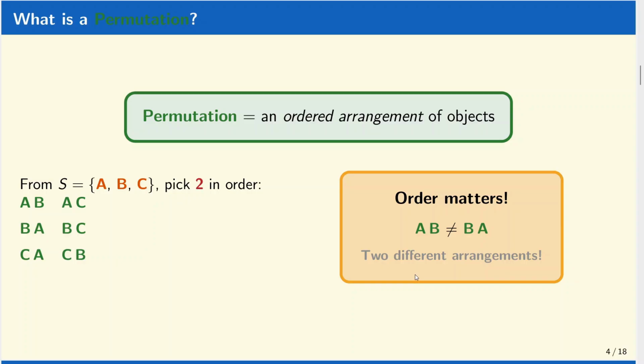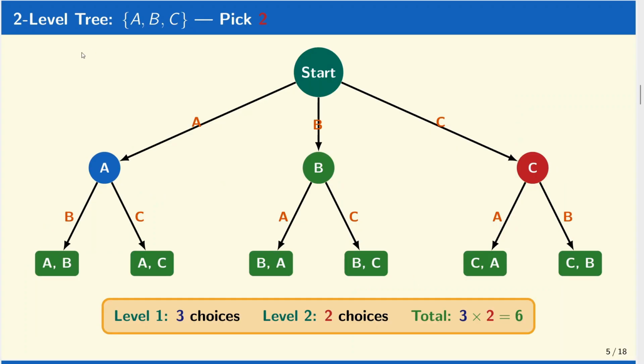Now let's visualize this process of picking objects by building what we call a tree diagram. This is step 3. We're using our set of 3 letters, A, B, and C, and we're going to pick exactly 2 of them. We begin at the very top, at the dark green circle labeled Start. At this point, we haven't picked anything yet. Now we make our first pick. Looking at the arrows pointing down from Start, we can see 3 possible paths.